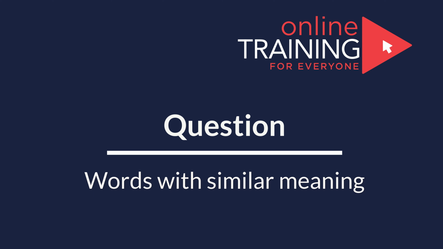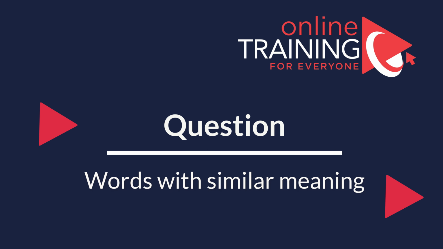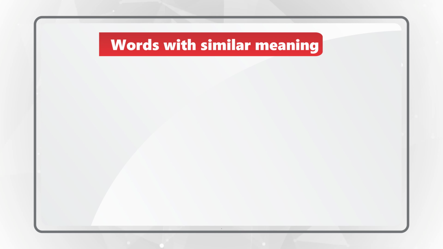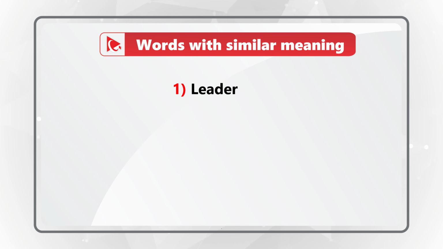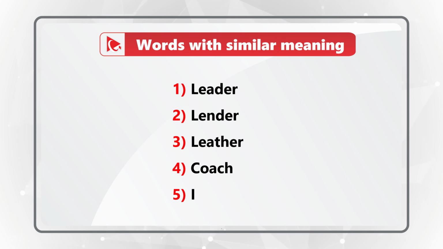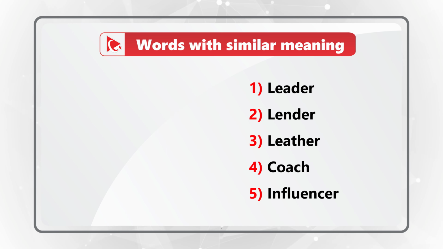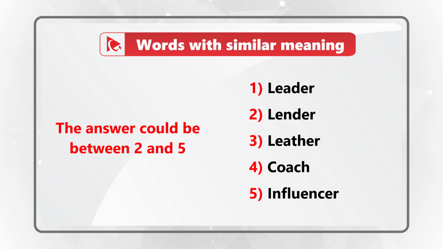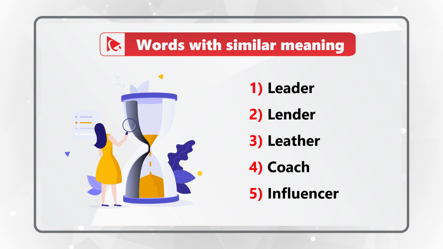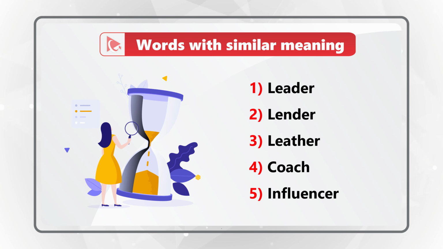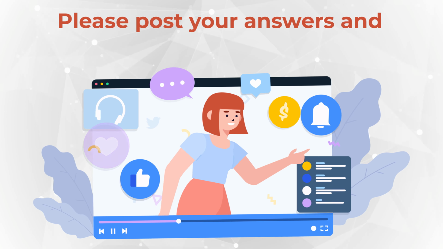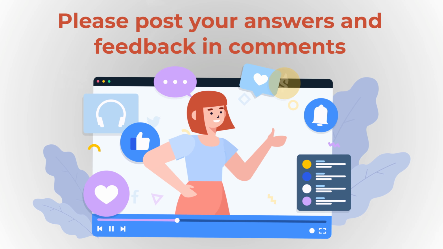Here's an interesting question for you to practice. You need to identify all the words with similar meaning. And you're presented with 5 different words. The words are leader, lender, leather, coach, and influencer. Do you see the answer? Keep in mind that there could be between 2 and 5 answers. So make sure to give yourself a little bit of time to process this question. And when you're ready, please make sure to post your answer in comments. Thanks for participating and good luck.